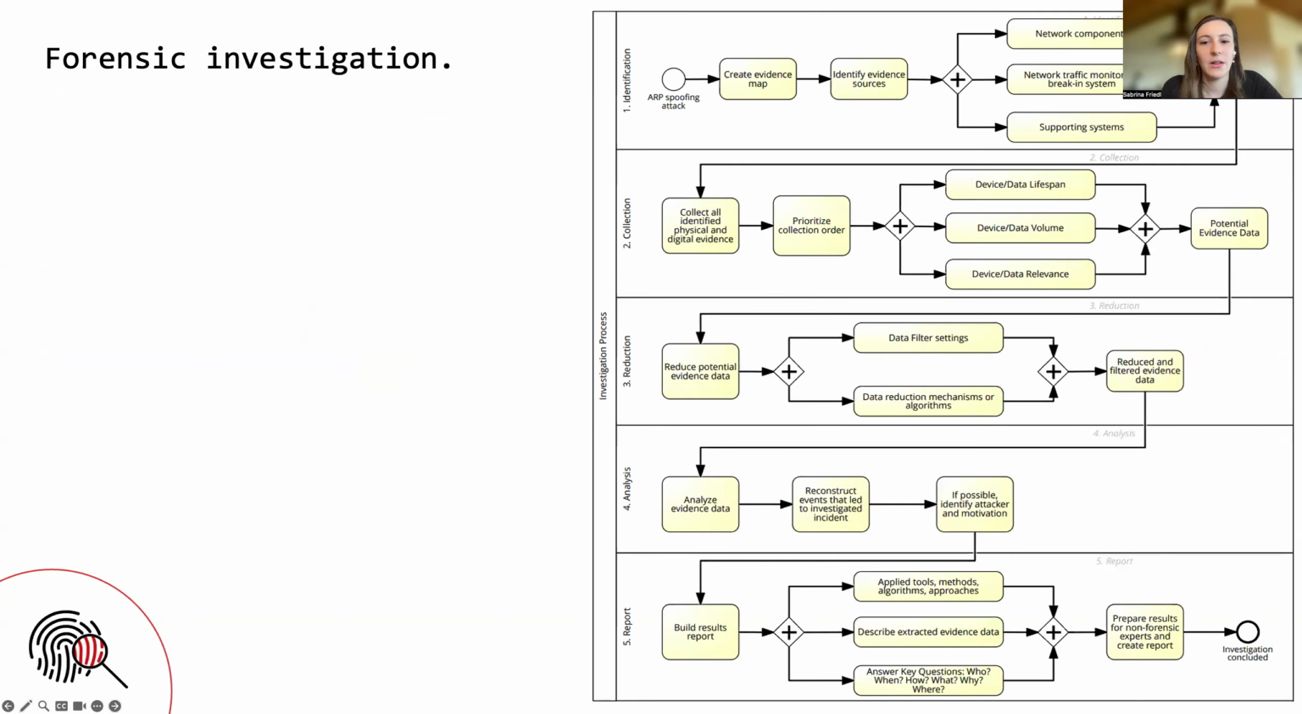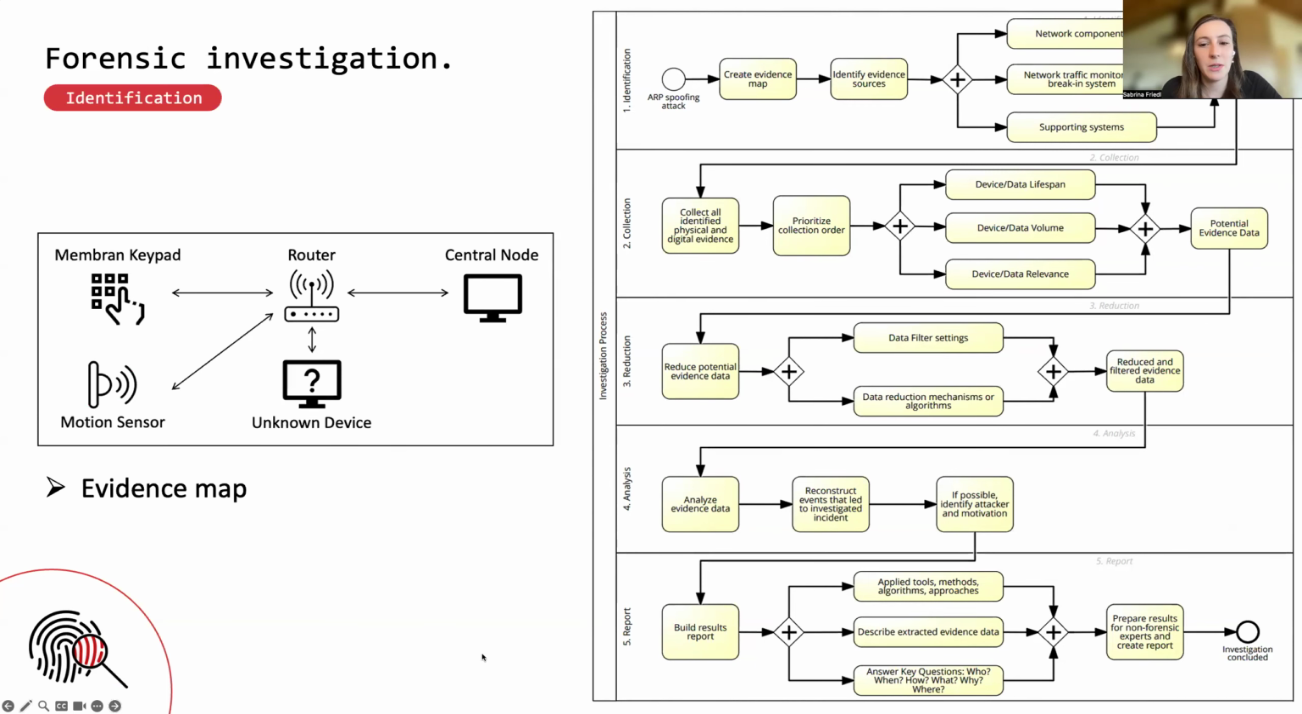For the procedure of the forensic investigation, we created a BPMN diagram representing all steps taken. We start in the identification phase with simply creating an evidence map. It shows the two sensors, the membrane keypad, the motion sensor, the router, the central node, and an unknown device.